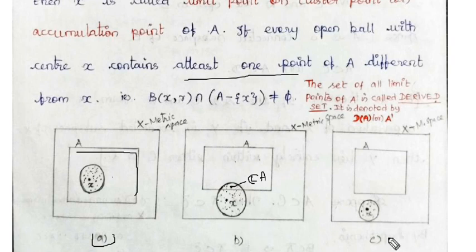So you can easily understand that. Now come to figure C. See, this is the metric space, this is the subset. See here, the open ball is totally outside the subset. The open ball is fully in the metric space, but not contained in subset A.